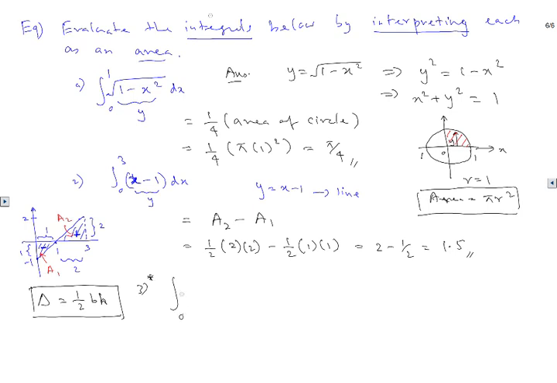Okay, so this is the problem. Do the integral from 0 to 3, like before, of the absolute value of x minus 1 dx. So what do you get? Again, use geometry. Try to look at the graph first, and then tell me what you get. Okay, good. So yeah, this is a challenge.